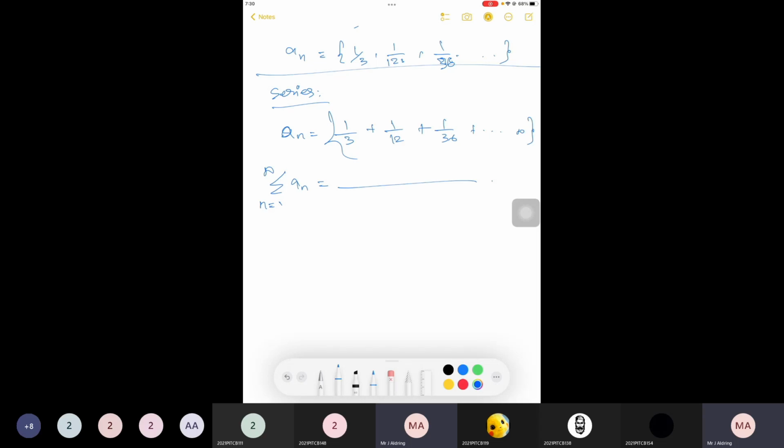Now, if you understand the sequence, from that sequence you can understand the series. For example, here you may consider S1, S2, S3, because these are the numbers included in that sequence. These are partial sums. Suppose S3, in the sense we have to add the first three numbers: 1 by 3 plus 1 by 12 plus 1 by 36. That is the S3 value. Suppose S4, in the sense you have to add the first four consecutive numbers. That is a partial sum of that series.